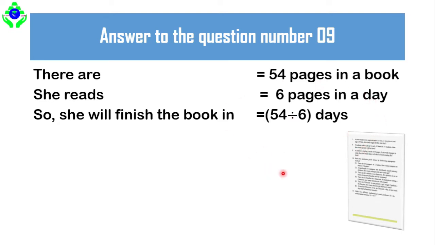So now it's time for calculation. That means 54 divided by 6 is equal to 9. It's also very simple. You can also realize it like this: 9 into 6 is equal to 54. Similarly, 54 divided by 6 is equal to 9. So the answer of this question will be 9 days. That means to finish the book, she needs 9 days. I hope you all were able to understand me and the solution of this question.